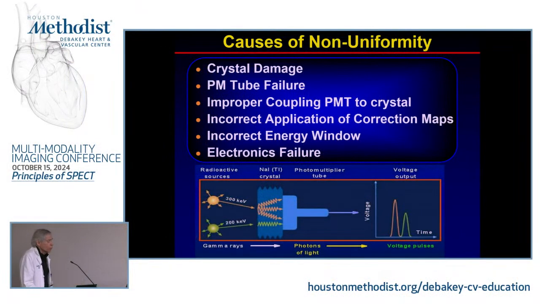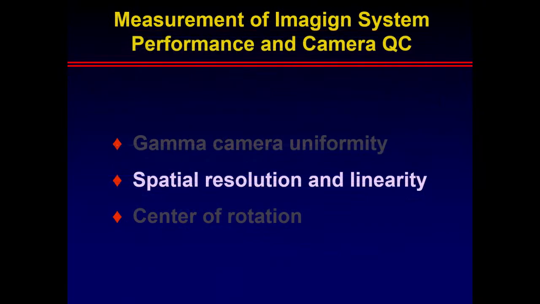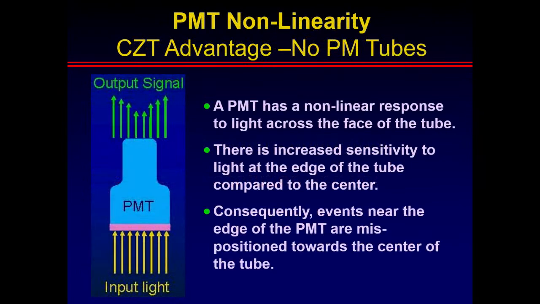Non-uniformity can be due to a lot of different things: crystal damage, PM tube failure, improper coupling of the PM tube to the crystal, incorrect application of correction maps, incorrect energy resolution, and electronics that have failed. Hopefully we don't have any of that. If we do, it has to be taken care of, and obviously patients wouldn't be imaged with a uniformity that's not adequate.